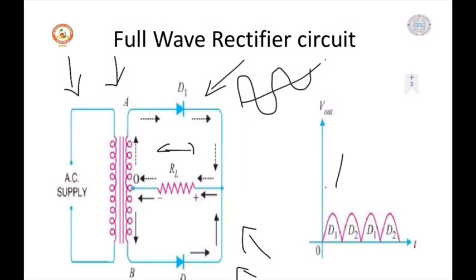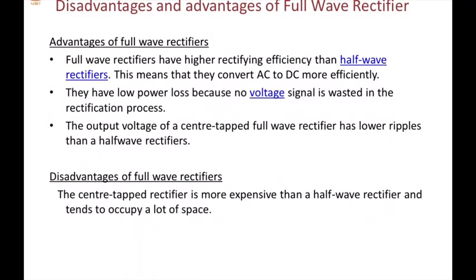So you can see here in the output graph, during the positive half cycle diode D1 will conduct, during the negative half cycle diode D2 will conduct. The same goes on repeating. So this is all about the working of the full wave rectifier.